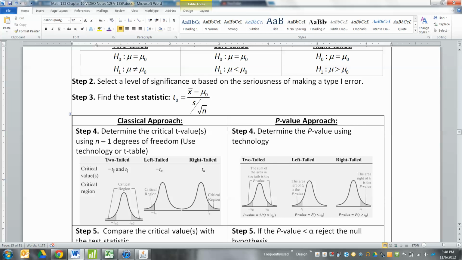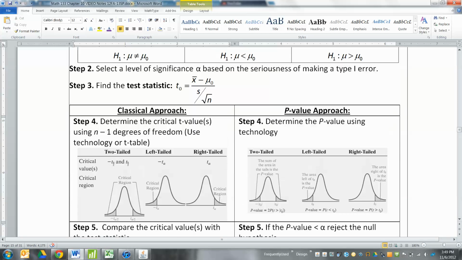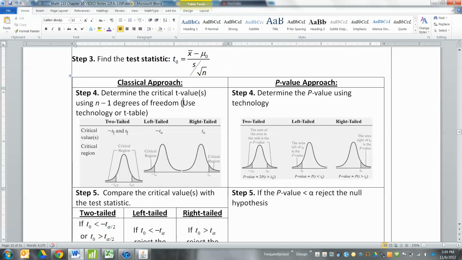Now, we have the classical approach and the p-value approach. And just like before, the classical approach is actually kind of the harder one to do because you're going to need the table, or you're going to need a computer program to find the critical values. P-value is easier because everything just gets done for you with technology, and then you go from there.